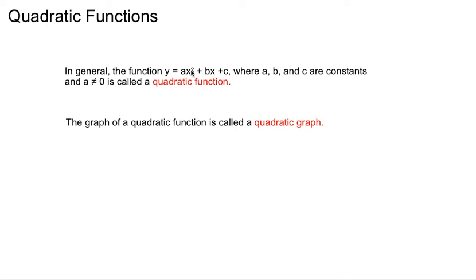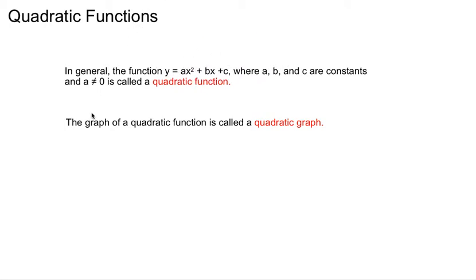What happens if a equals 0? Well, then we have 0 times x squared, and then we're left with y equals bx plus c, which looks a lot like y equals mx plus b, right? Yeah, we end up with a linear function, and that's not what we want. We want a quadratic function.